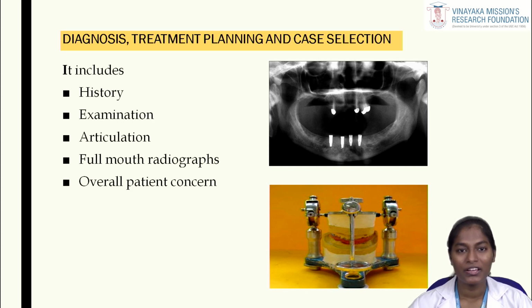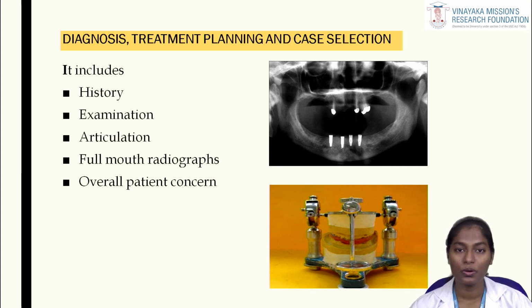Diagnosis: when the patient enters our clinic, the first thing is always history. That helps us communicate better with the patient, to know what the patient really needs and what his mental attitude is, and also whether the patient has any systemic illness which could influence the treatment. The second thing is examination. When we are examining, we will be able to know which teeth are periodontally sound and whether they can be used for the overdenture. The third thing is articulation.